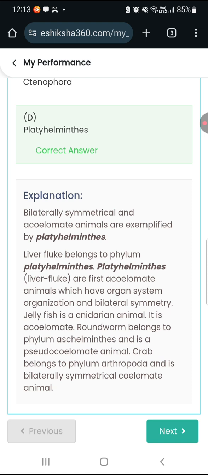Jellyfish, a cnidarian animal, is radially symmetrical. Roundworm belongs to phylum Aschelminthes and is a pseudocoelomate animal. Crab belongs to phylum Arthropoda and is a bilaterally symmetrical coelomate animal.